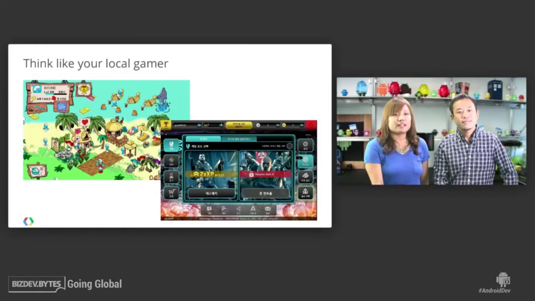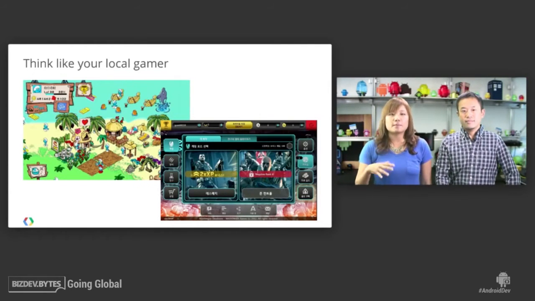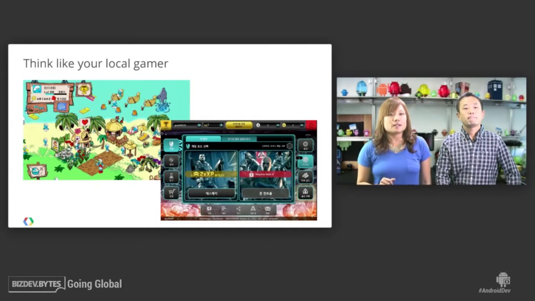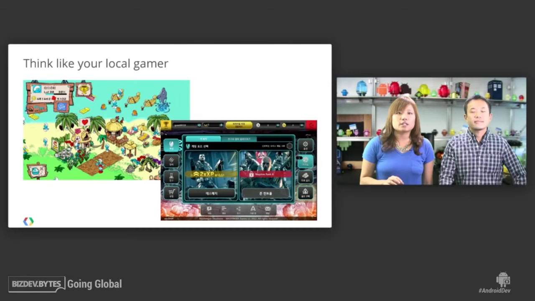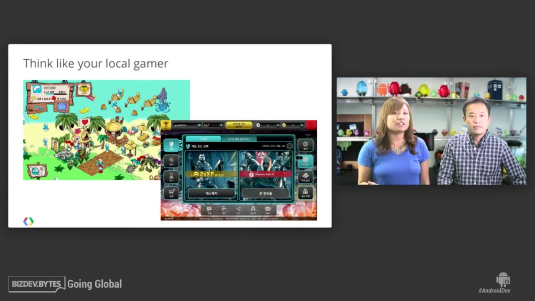So you really got to think like your local gamer, in the sense that you have to figure out how your gamer within Korea and Japan is actually going to play your game. We have two very good examples. Again, we have Beeline's Smurf Village in Japanese, and Madfinger's Shadowgun Dead Zone in Korean, but also localized in many other languages.